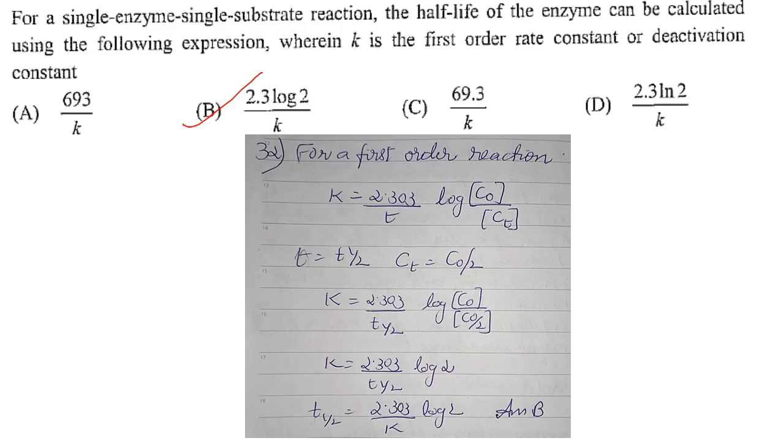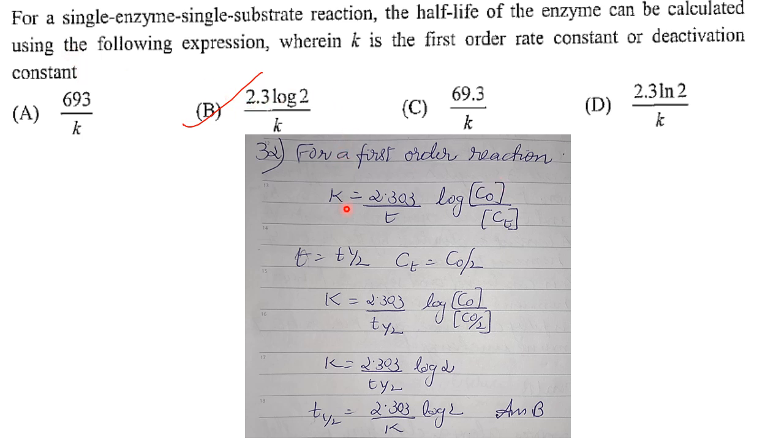Coming to the first question. For a single enzyme single substrate reaction, the half-life of an enzyme can be calculated using the following expression, where K is the first order rate constant or deactivation constant.